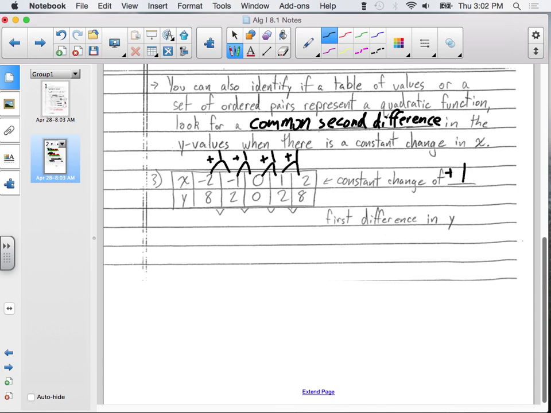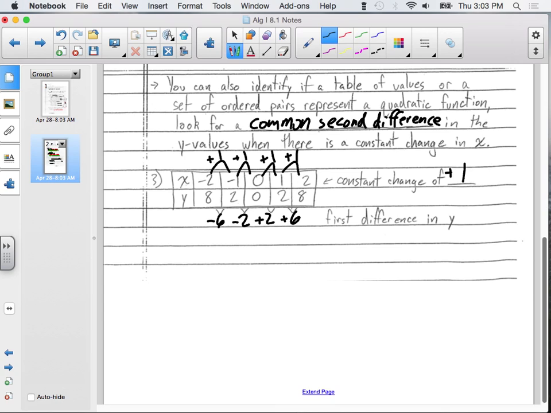All right, so when this is talking about second differences or first differences in the y values, all that means is what is happening in between each y value. So from like 8 to 2, what are we doing? Subtracting 6, right? And how about 2 to 0? Subtracting 2. And 0 to 2? Adding 2. And then adding 6. So this is the first difference in our y values that we just found. But they're not all the same, so it's not quadratic.